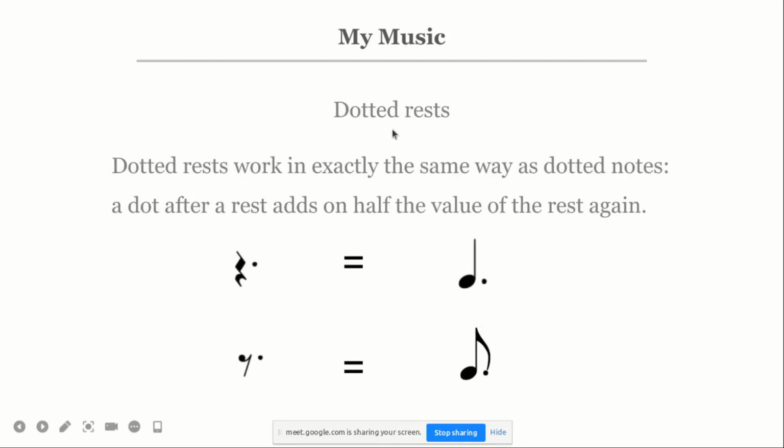We also have dotted rests. We learned about dotted notes earlier. Dotted rests work exactly the same way as dotted notes. A dot after a rest adds on half the value of the rest again. So this is a crotchet rest with a dot, it is equal to a dotted crotchet. This is a quaver rest with a dot, it's equal to a dotted quaver.